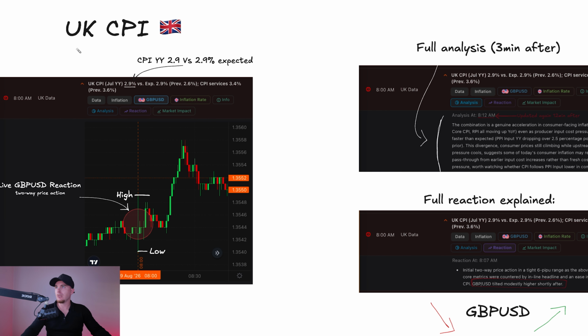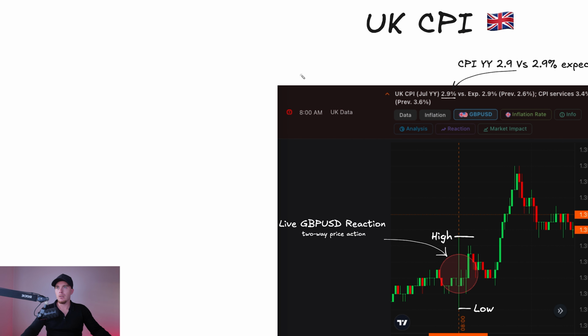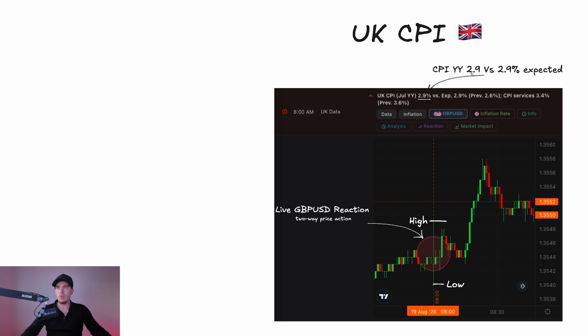So first of all, this is the UK CPI data. And as you can see, the release is basically as expected, especially the year over year. So no change. This is basically what the market was already expecting, right? However, we got, let's say, a two-way price action. First, we have this high and then this low.